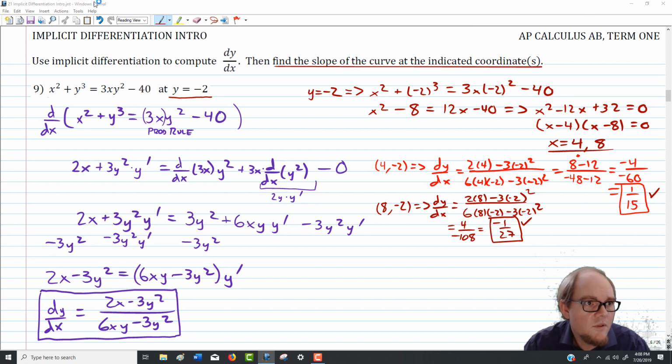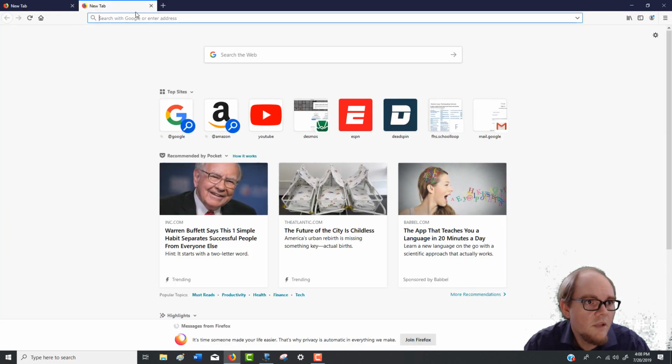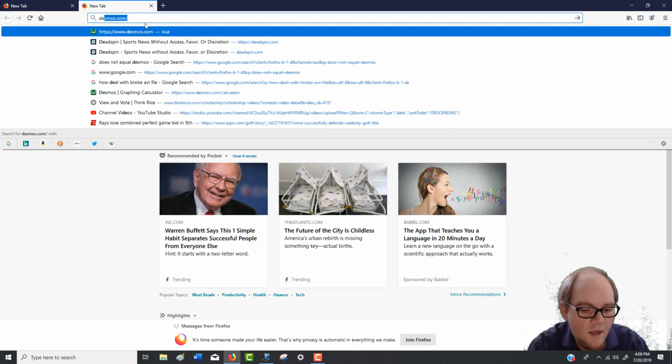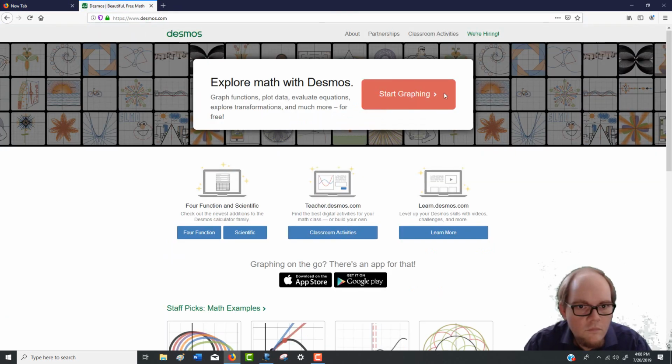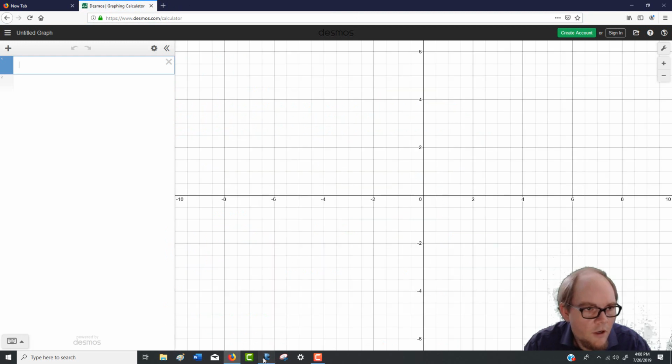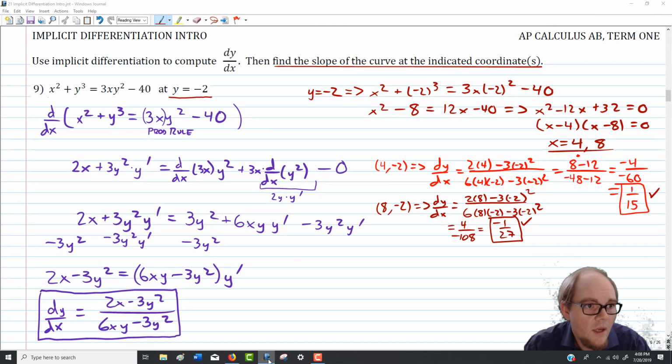So as I said, let's let Desmos tell us if this is accurate or not. Might as well take advantage of some extra space here in time. Okay, so our curve itself, x squared plus y cubed. And this is one of those cool things Desmos can do that your graphing calculator just does not have any hope of being able to do. 3xy squared.